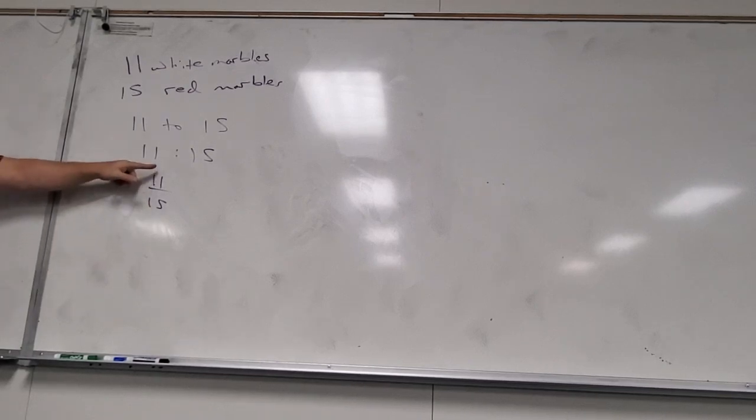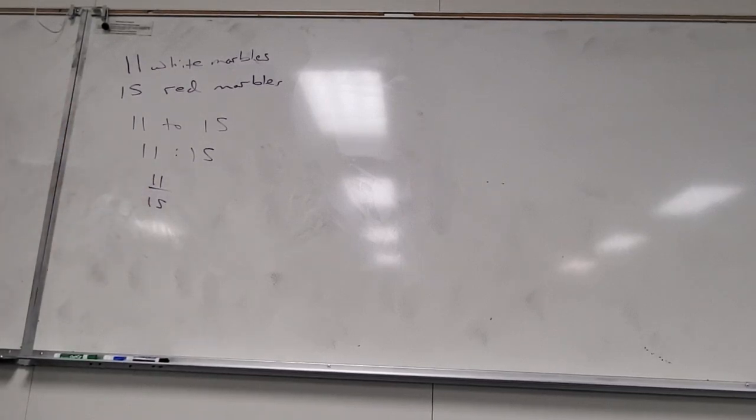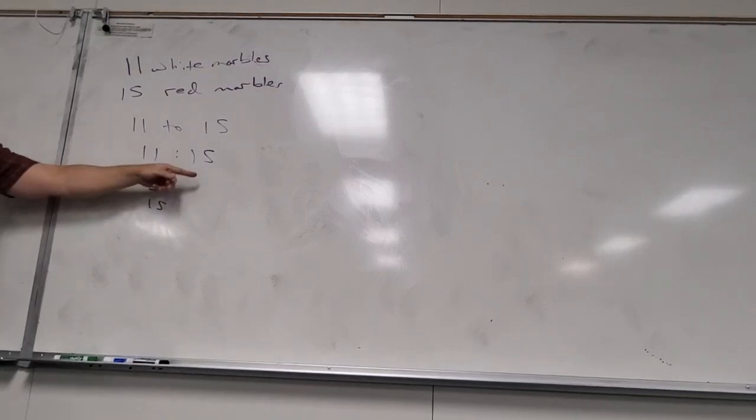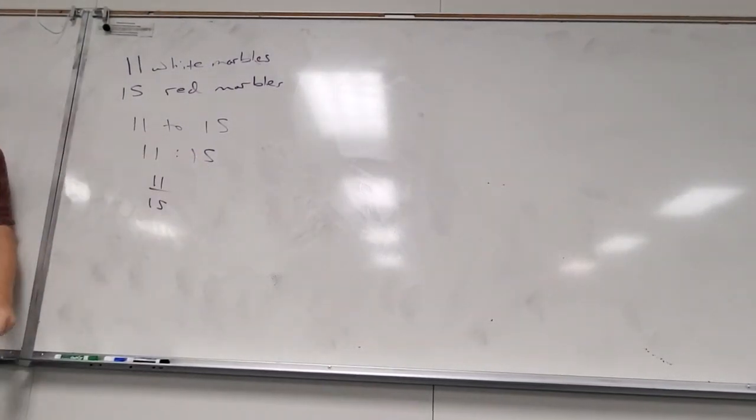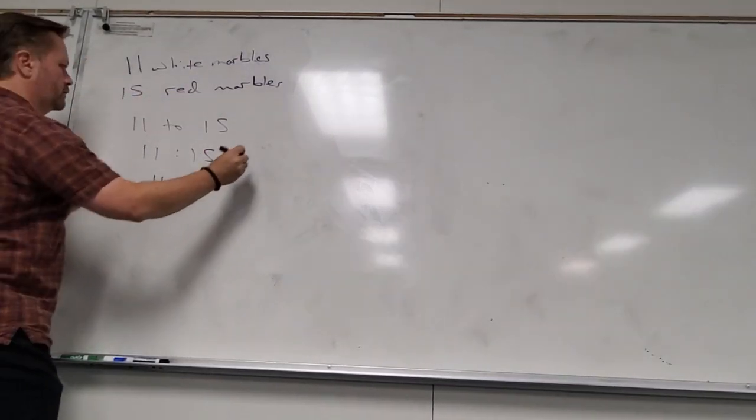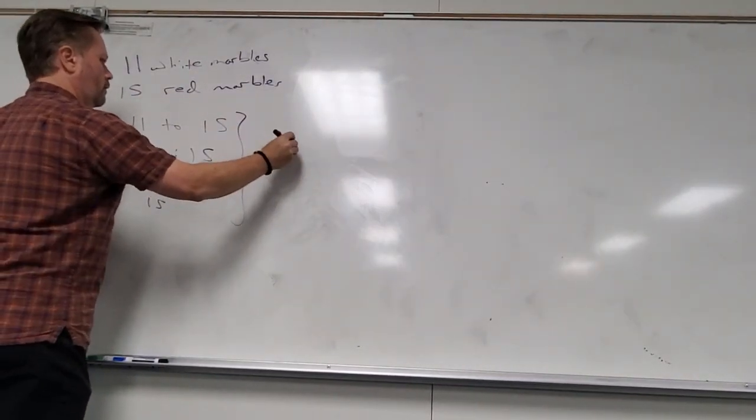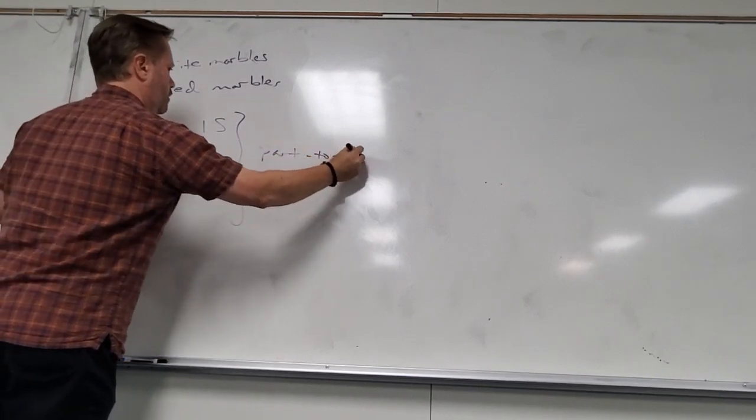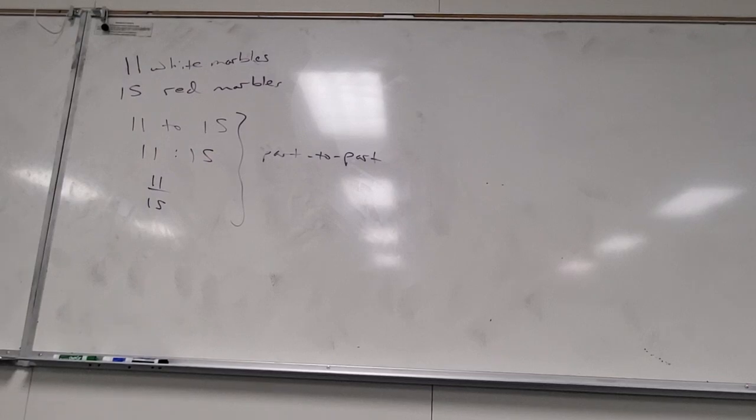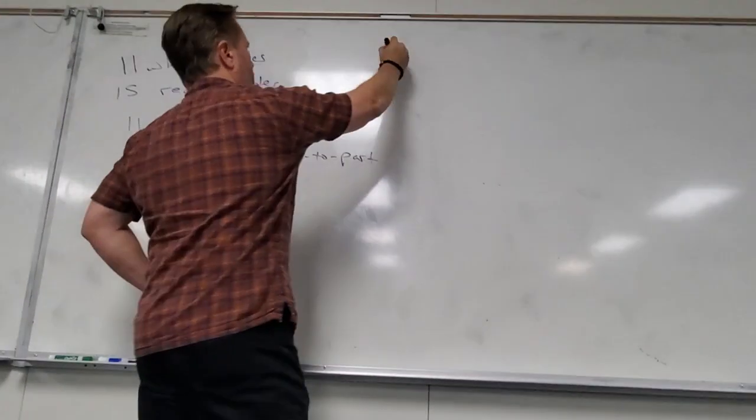This is what is known as a part-to-part ratio, right? A part of the marbles are white and a part of the marbles are red. So 11 to 15 is part-to-part. Okay, lock it. So this is what's known as a part-to-part ratio. So if I did a part-to-whole ratio, I'd have to be specific.